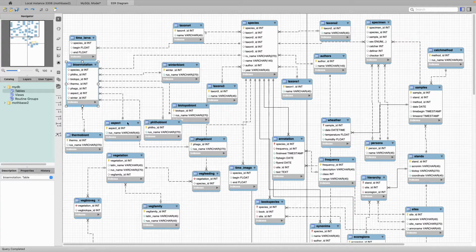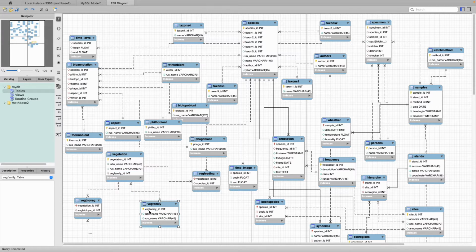There is another important block. This is plant data. There are three main tables: vegetation, host family, host feeding. Vegetation includes the plant ID, name of plant, and host family ID. Table host family includes host family ID and name of this host family.